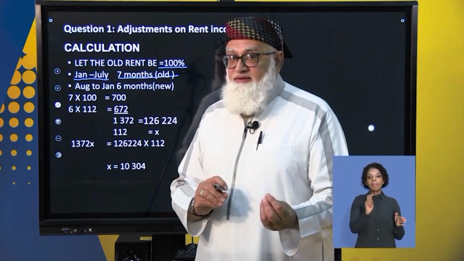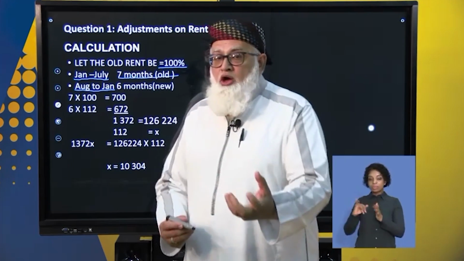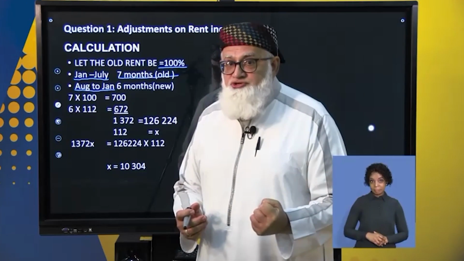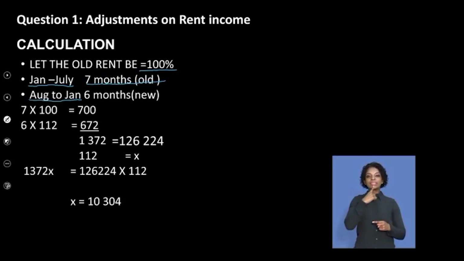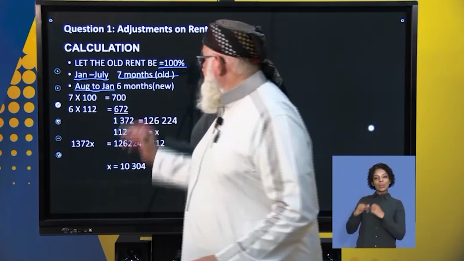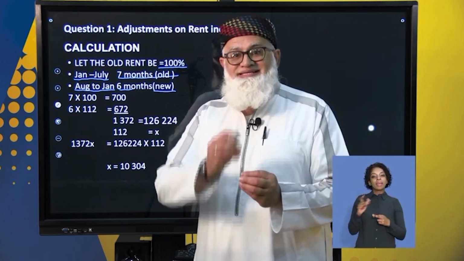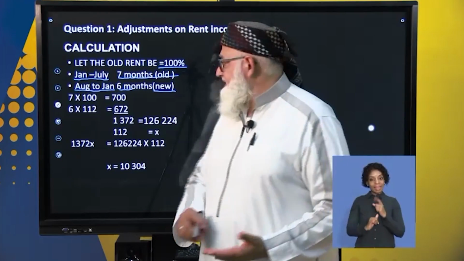Keep that in mind. Number two, from August to January. Now you may be thinking, why is Ashraf including January? Remember, we have received the rental for January. So you have to take it into consideration when you are doing your calculation. Therefore, you say from August to January is 6 months. Okay? Count your months and you will find that you have 6 months of the new rental. Why the new rental? Because the rent increased by 12% on the 1st of August. Got it? Brilliant. Let's move on.